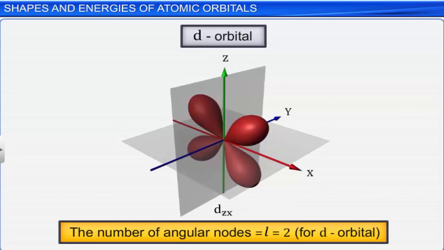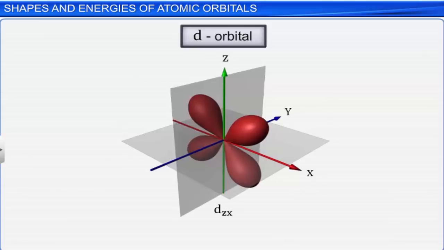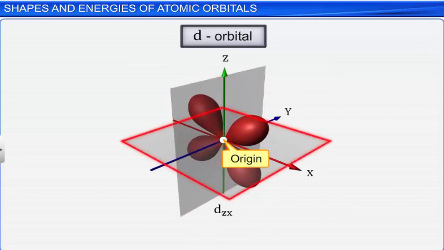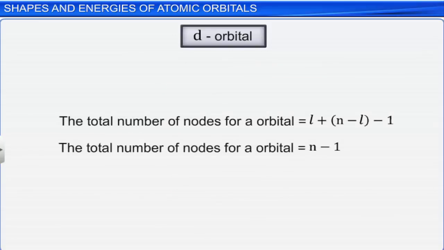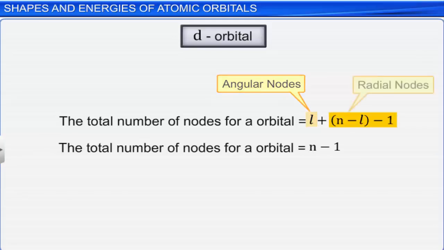For example, for the dxz orbital, there are 2 nodal planes passing through the origin and bisecting the xz plane containing the y-axis. Note that the total number of nodes for an orbital is given by the expression n-1. The total number of nodes is equal to the sum of angular nodes given by l and radial nodes given by n-l-1 respectively.